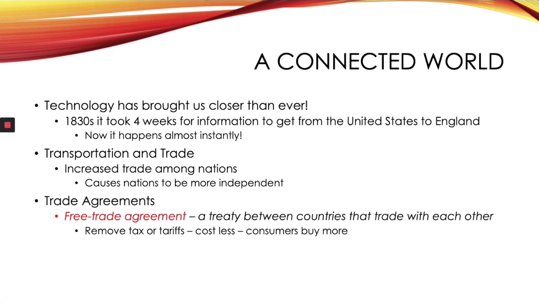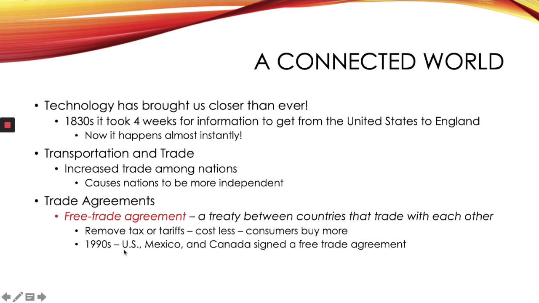So that means it's going to cost companies less money because they're paying less in taxes, which means it'll cost the consumer or the customer less as well. So then they can buy more. So in the 1990s, you have the United States, Mexico, and Canada. We sign a free trade agreement. Now, this is something that's been in the news that Trump has been working on, trying to get it renegotiated. He didn't think it was a good enough deal for us, but that was signed in the 90s.